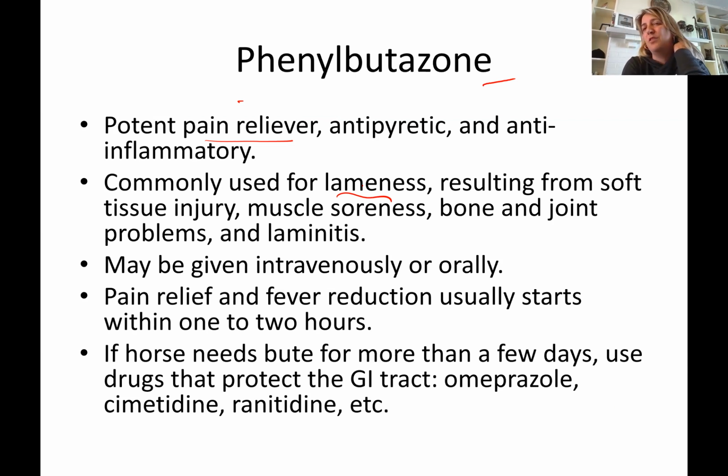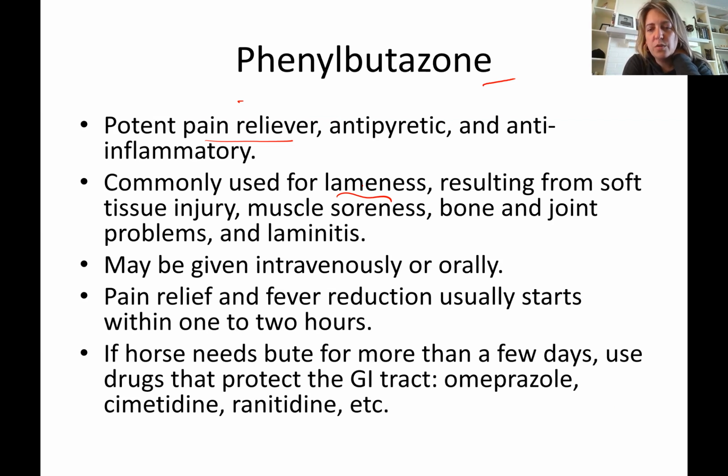So when it's given intravenously, for example, when the veterinarian comes to do a joint injection, he's going to leave, or anytime the horse has some sort of surgery, he's going to have bute given intravenously. The pain relief is going to start acting when given orally within an hour or two. IV, it's a little bit faster, as is with everything that we give IV as opposed to orally.